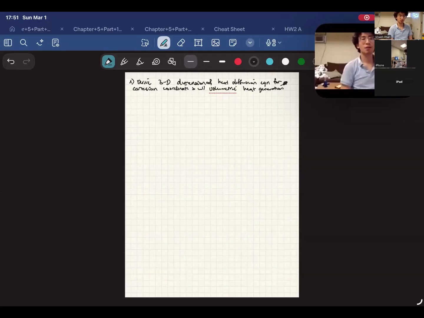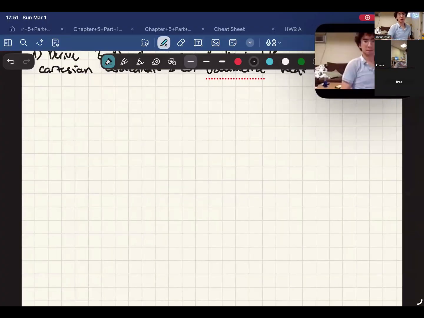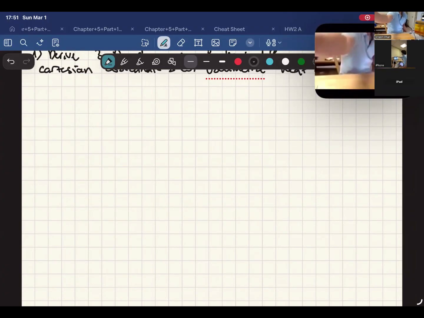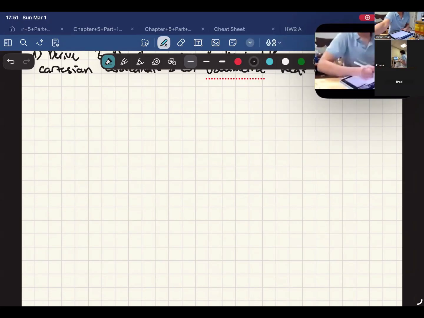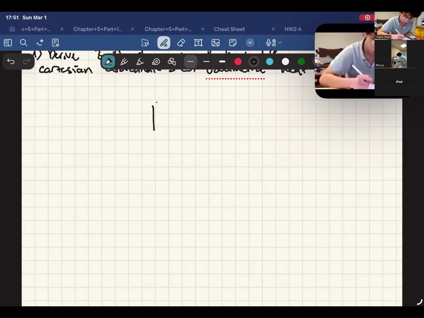Hi, today we're going to talk about deriving the three-dimensional heat diffusion equation for a Cartesian coordinate with volumetric heat generation. What we're going to do first is imagine a 3D cube.